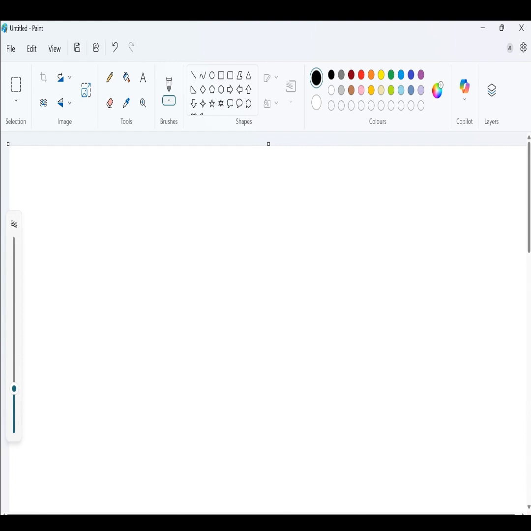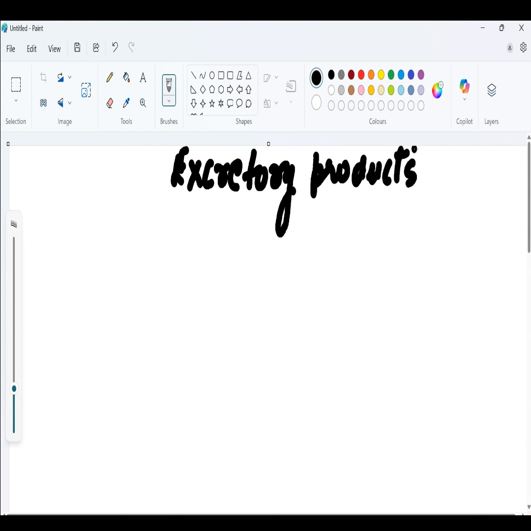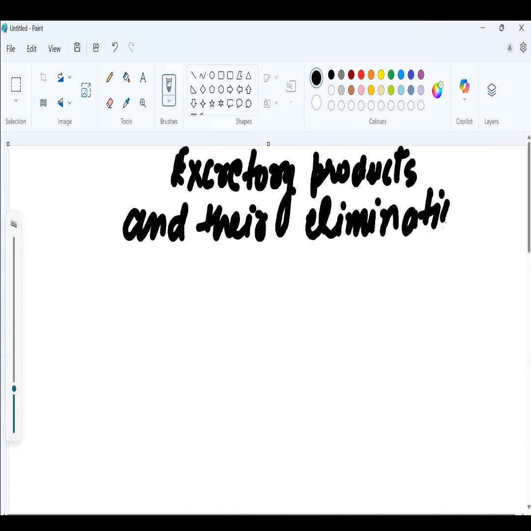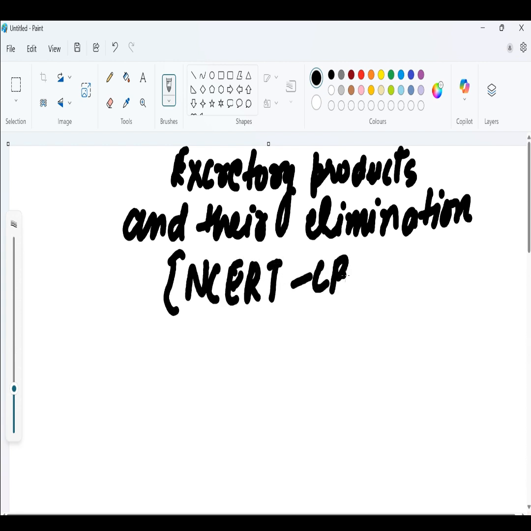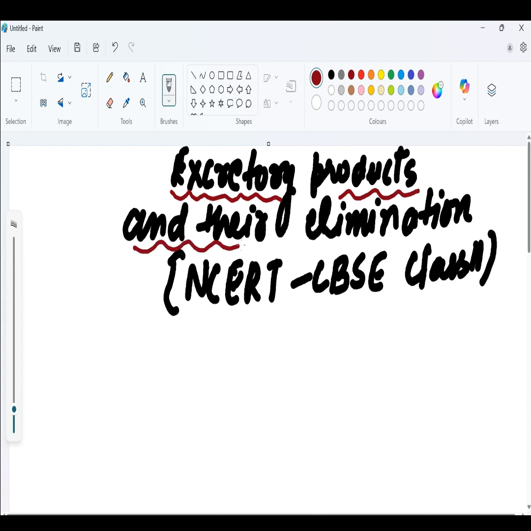So, let us start with this chapter, that is excretory products and their elimination. This is a chapter that is given in NCERT for CBSE class 11th. So this is what I'm going to do. We will start with this chapter, excretory products and their elimination.